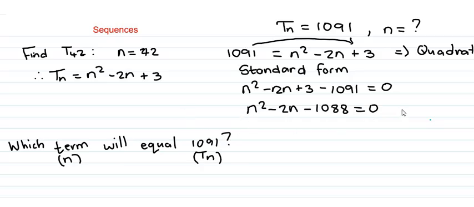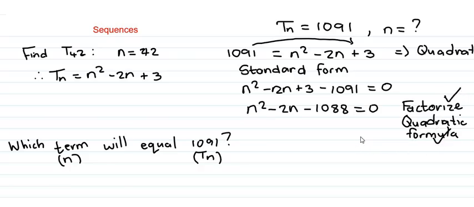So because this is quadratic, you need to be able to factorize this equation. How do we factorize? You can always use the quadratic formula. So ask yourself, can I factorize? And if I cannot factorize, can I use the formula? So the answer here is yes, I can factorize, and yes, I can use the quadratic formula. So to factorize, I know the factors of n squared are n and n. And then the factors of 1088 are 34 and 32. So 34 times 32 gives 1088, and 34 minus 32 gives 2.